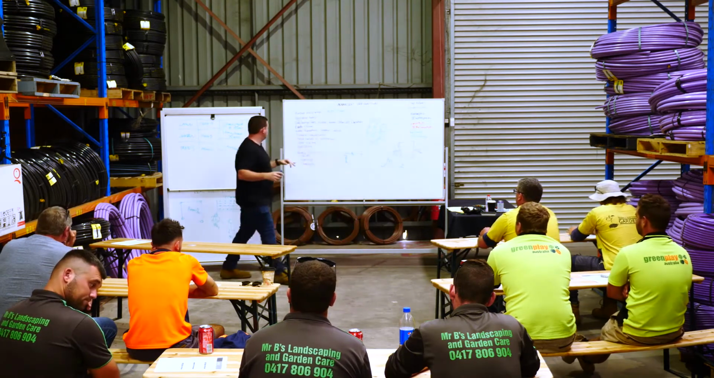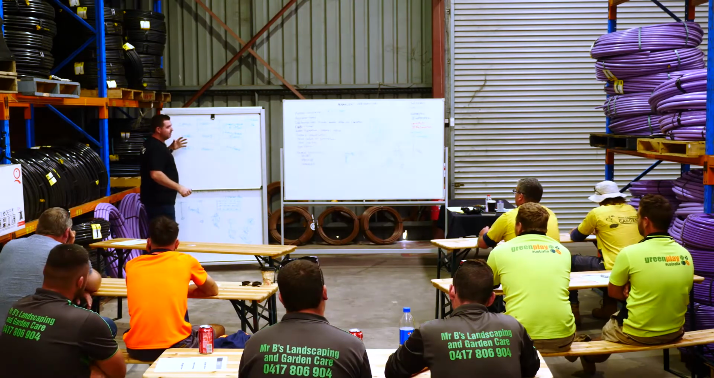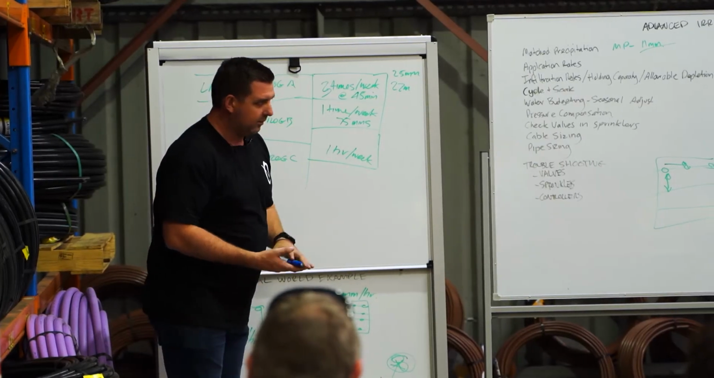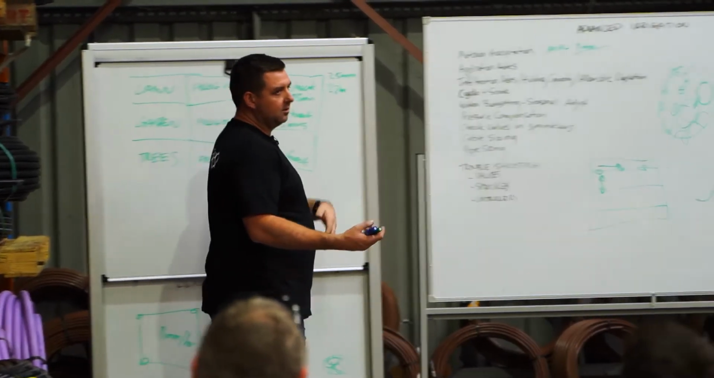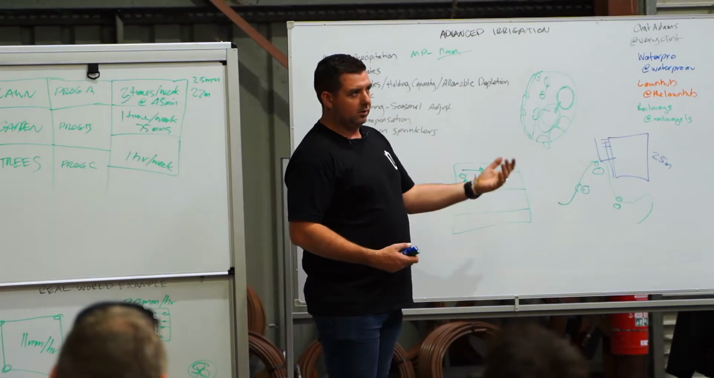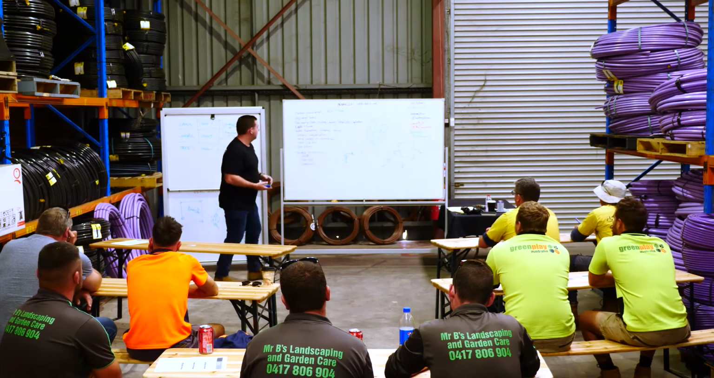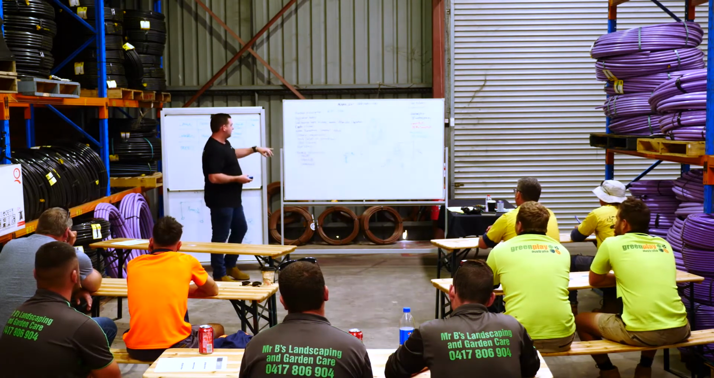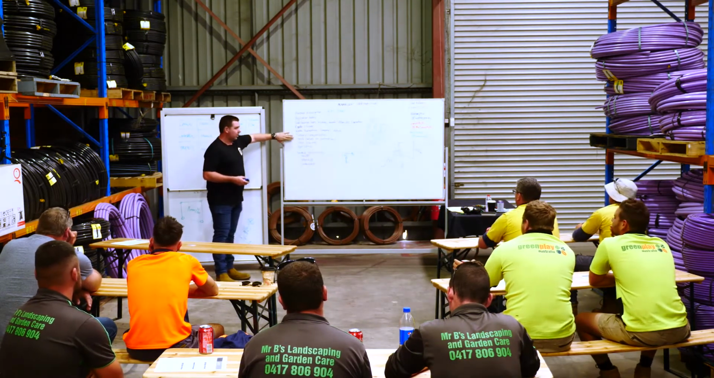If that's a concern to you, maybe we need to reduce the size of the lawn, or maybe we need to use a different variety of lawn. Obviously a ryegrass or a fescue is going to use a lot more water per week than a kikuyu or a couch, depending on where it is. So that takes me into pressure compensation.